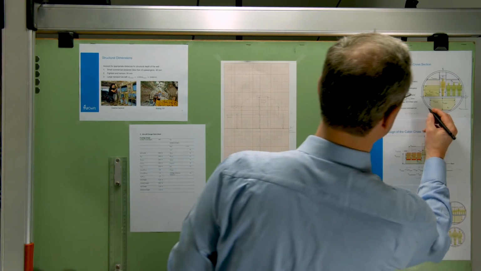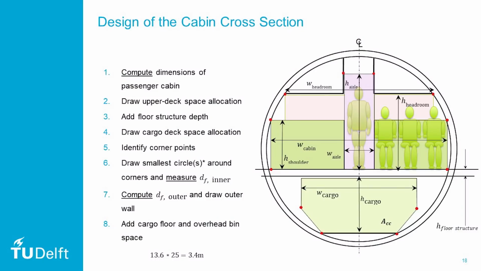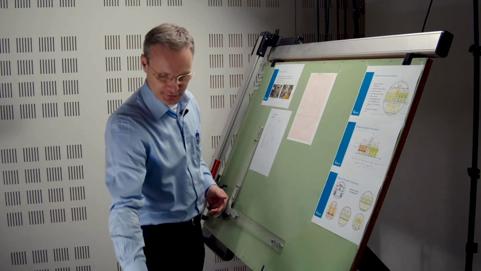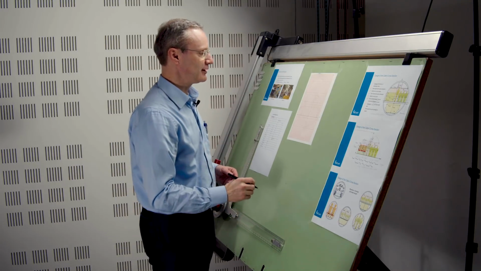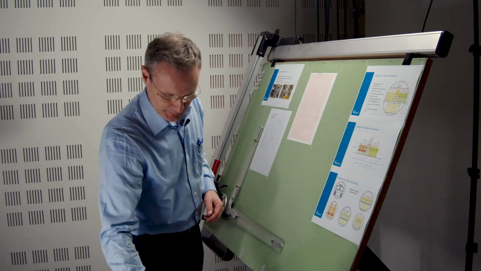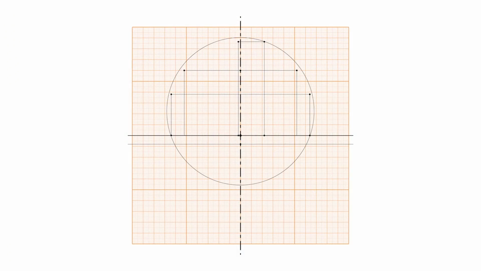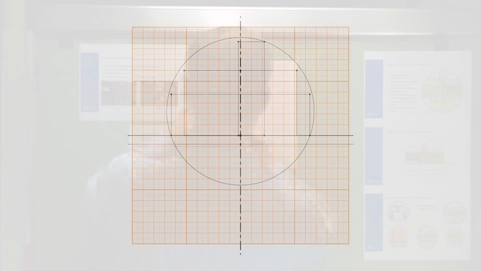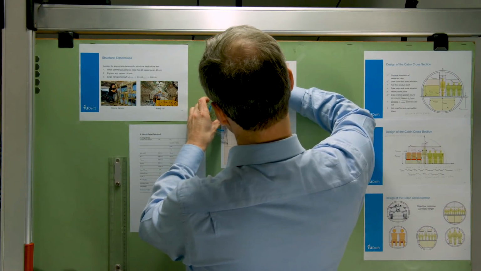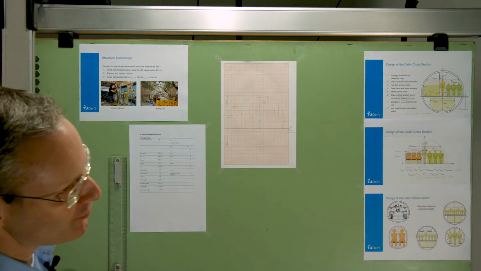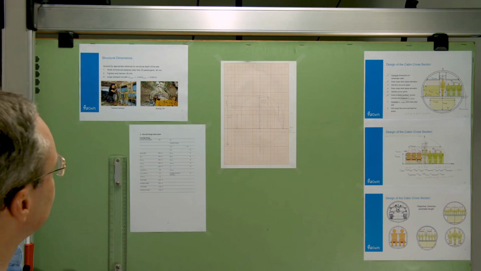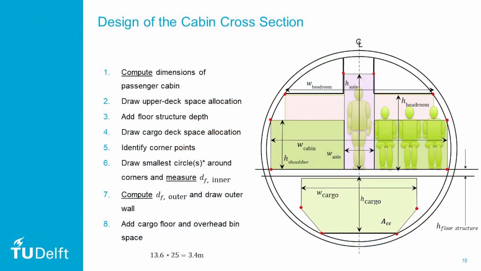That gives me 3.4 meter. 3.4 meter is going to be my inner fuselage diameter. And I can draw that in the diagram. So the primary dimension is going to be 3.4 meters. Okay, step 6 done.